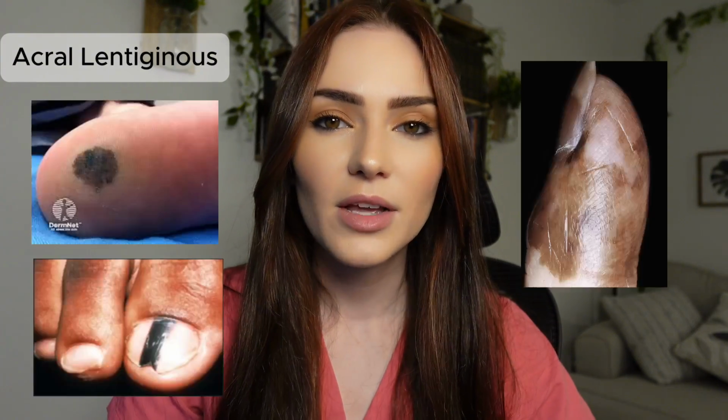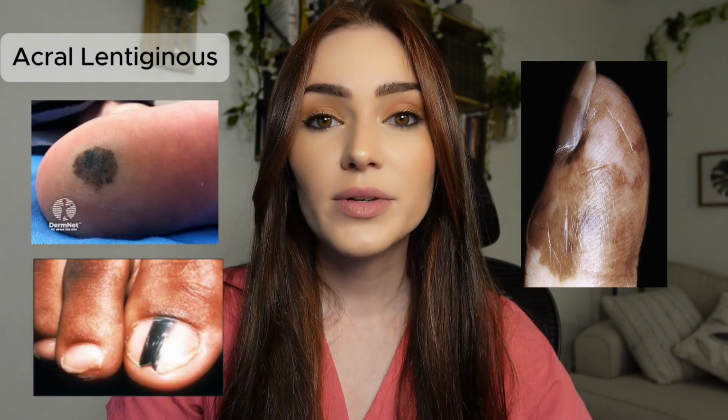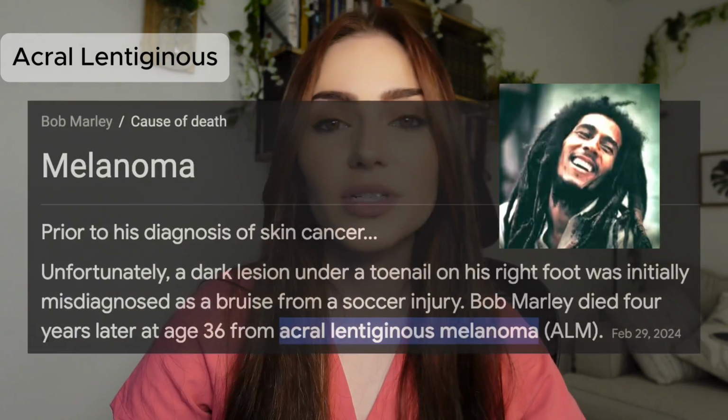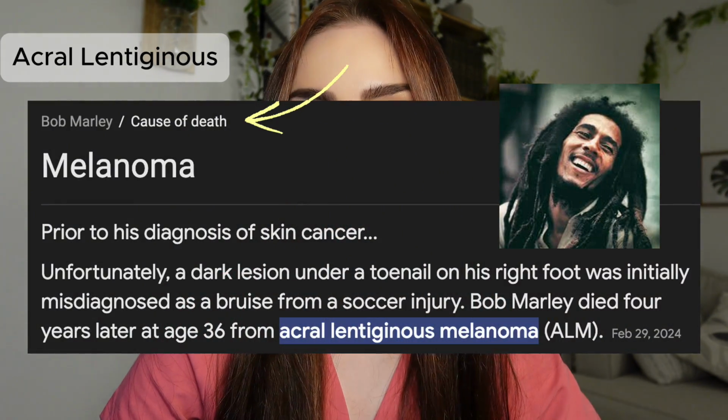Then we have acrolentiginous melanoma, which is melanoma that affects the palms, the soles, and the nails. Those of Spanish, Latin American, African American, and Asian descent are more likely to develop this type of melanoma. The worst melanoma that I've ever personally diagnosed was a 7-centimeter melanoma on the bottom of the foot.